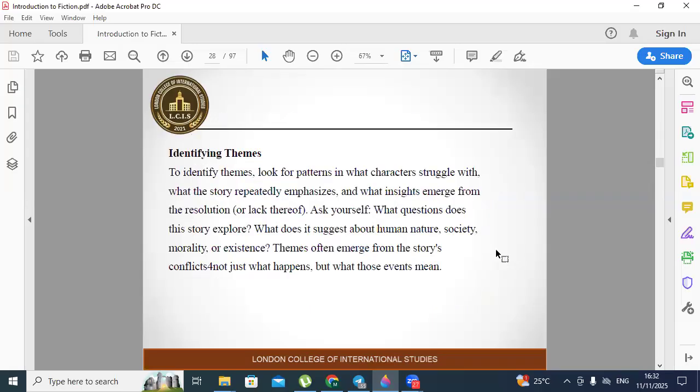Identifying themes: to identify themes, look for patterns in what characters struggle with, what the story repeatedly emphasizes, and what insights emerge from the resolution or lack thereof. Ask yourself, what questions does this story explore? What does it suggest about human nature, society, morality, or existence? Themes often emerge from the story's conflicts, not just what happens, but what those events mean.